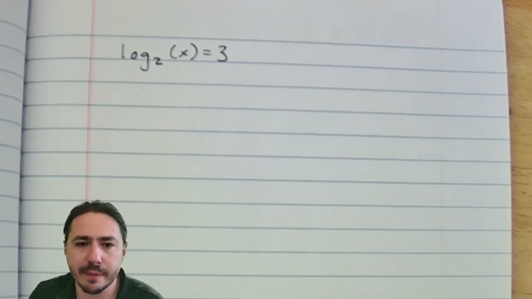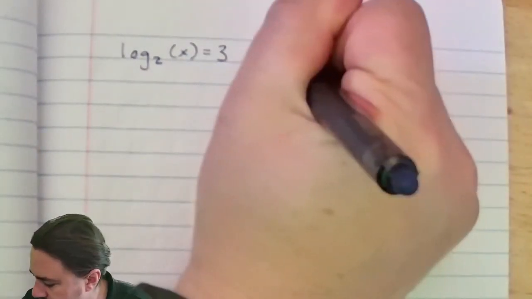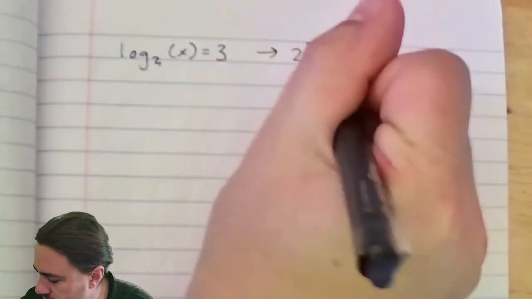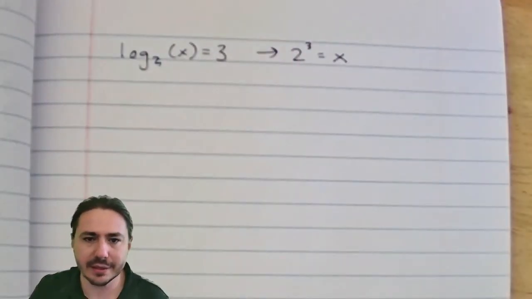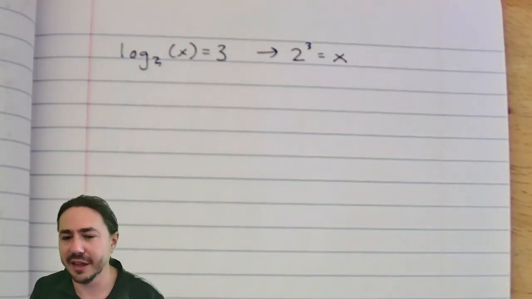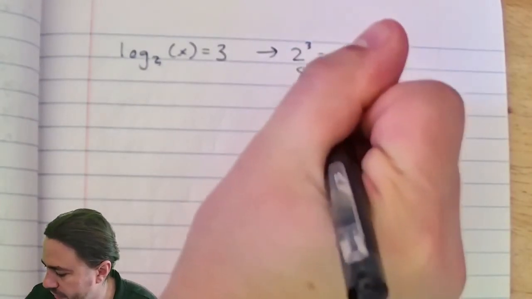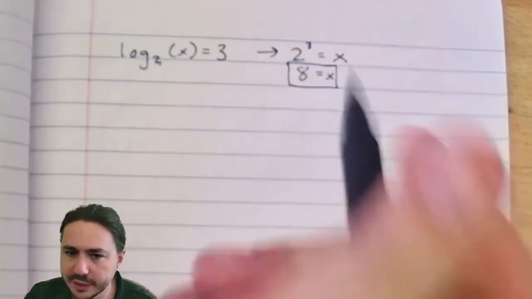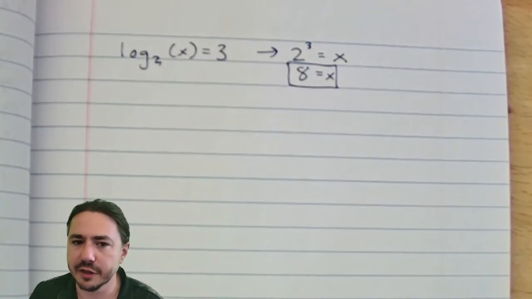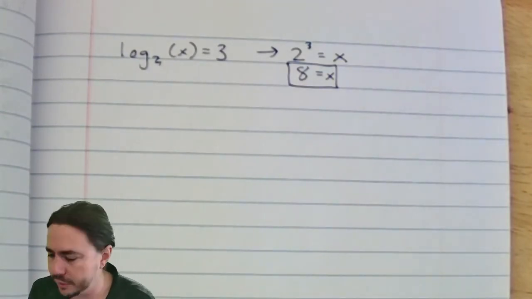Well, I can do that by simply rewriting the equation as an exponent. So I could rewrite this as 2 to the 3rd power is x, and now I'm basically done, right? All I had to do is rewrite it using the inverse, and I've got my answer here. 2 cubed is 8, so x equals 8. Not a lot of solving here, you just have to know how to correctly rearrange it, and then you're going to be good to go.